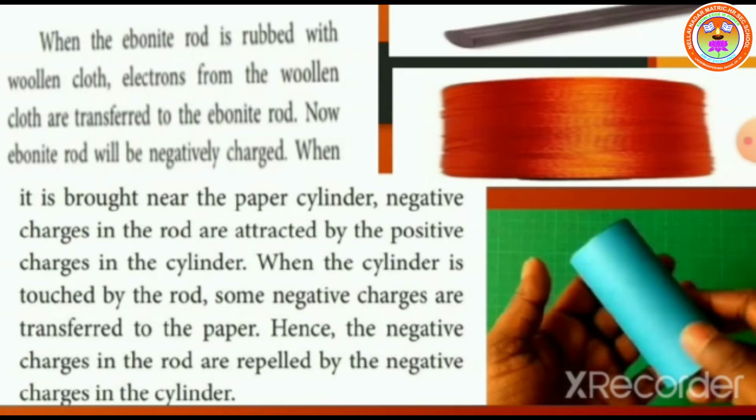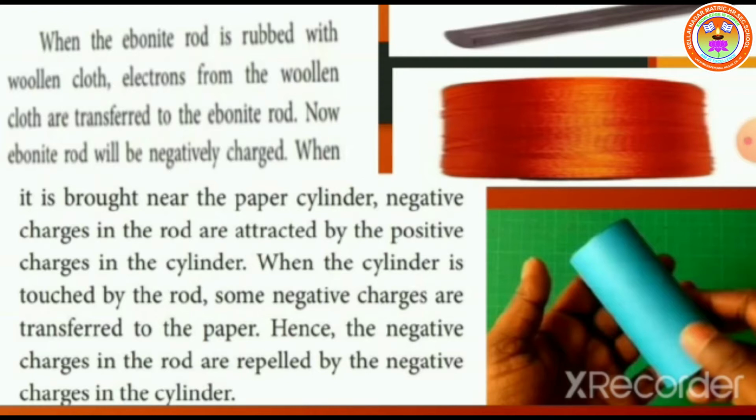The woolen cloth is negatively charged. When the ebonite rod is rubbed with the woolen cloth, electrons from the woolen cloth are transferred to the ebonite rod. Now, the ebonite rod will be negatively charged. When it is brought near the paper cylinder, which has positive charge, the negative charges in the rod are attracted by the positive charges in the cylinder.